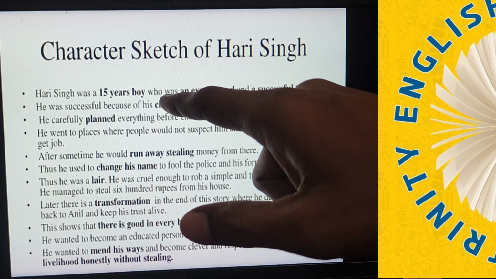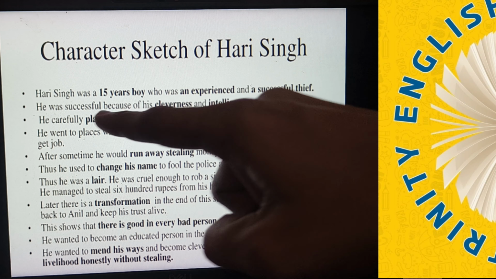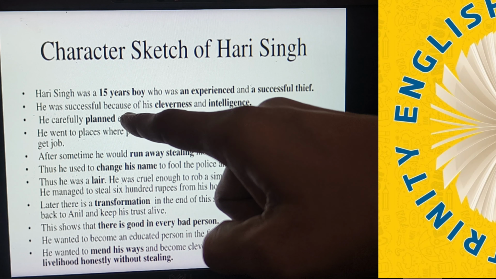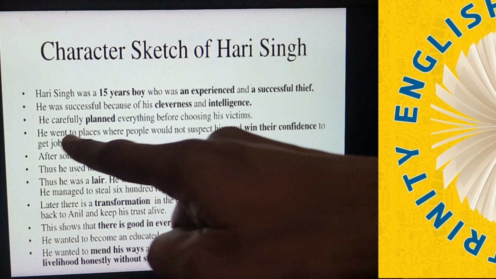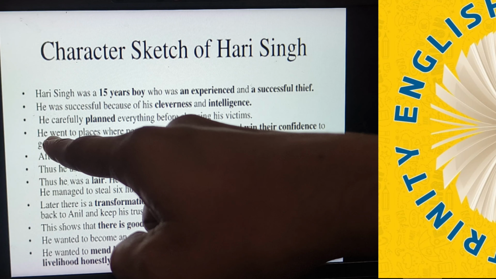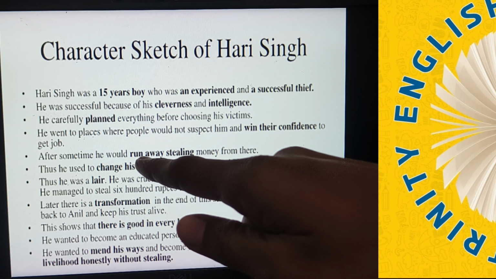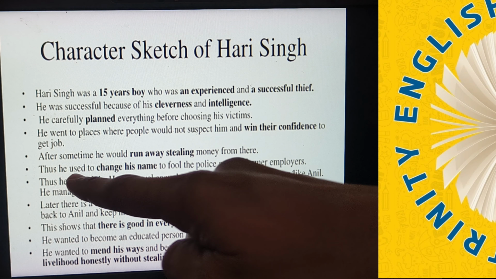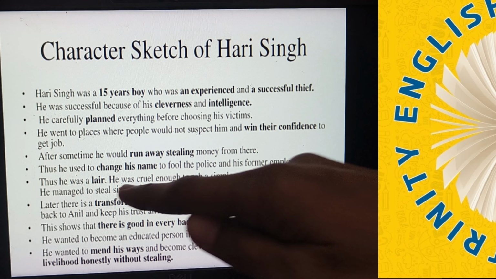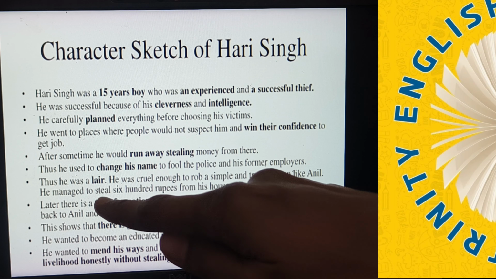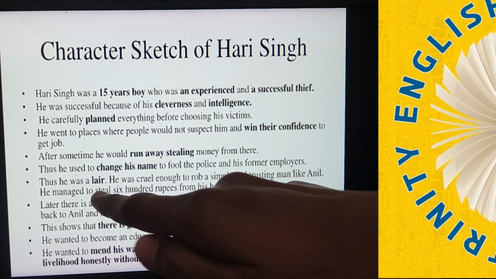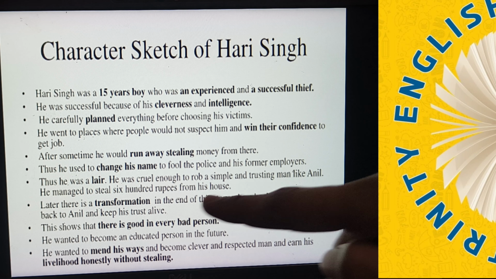And the character sketch of Hari Singh. Hari Singh was a 15-year-old boy who was an experienced and successful thief. He was successful because of his cleverness and intelligence. He carefully planned everything before choosing his victims. He went to places where people would not suspect him and won their confidence to get a job. After some time, he would run away, stealing money from that place. He used to change his name to fool people, the police, and his former employers. Thus, he was a liar. He was cruel enough to rob a simple and trusting man like Anil. He managed to steal 600 rupees from his house.